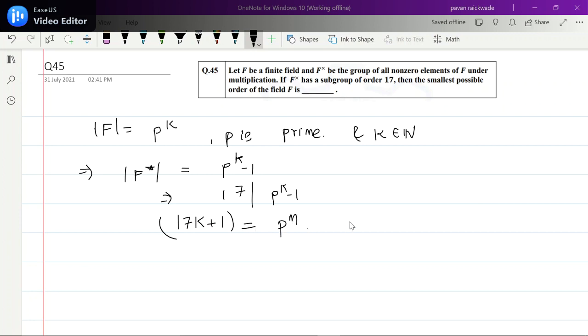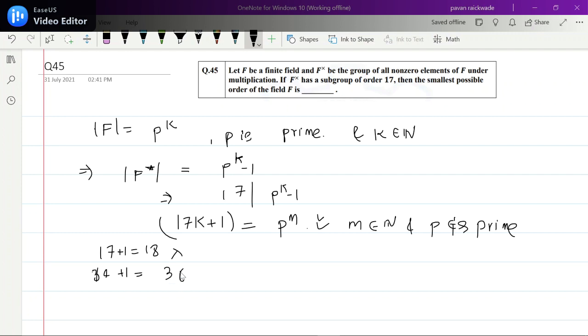Okay. So the task now for us is to find the smallest possible value of k such that 17k plus 1 is of this type, p power m, for some m belonging to the natural numbers and p prime. The smallest possible value of k for which this holds will be our answer. Okay, so let's see what can happen.